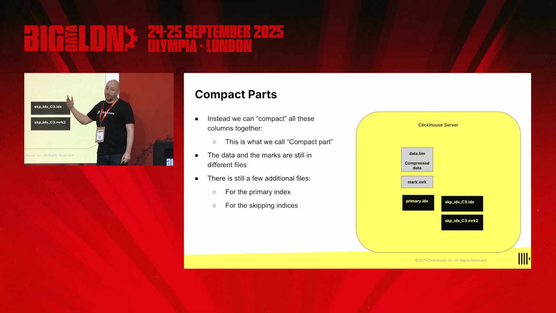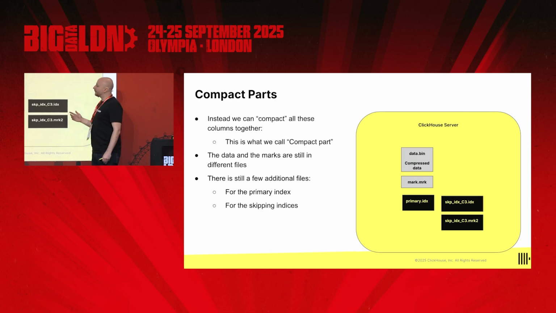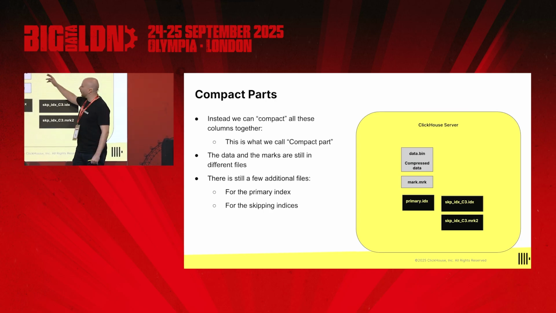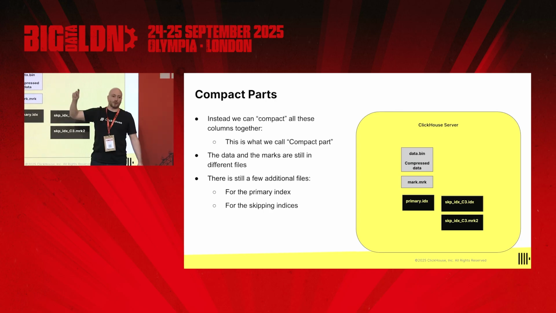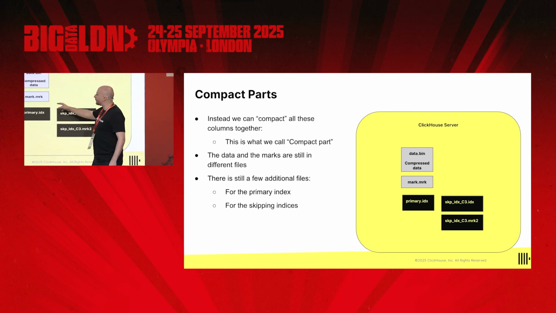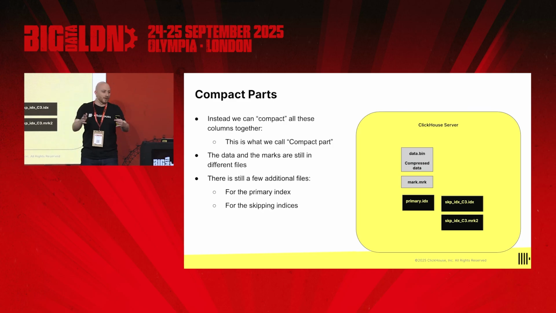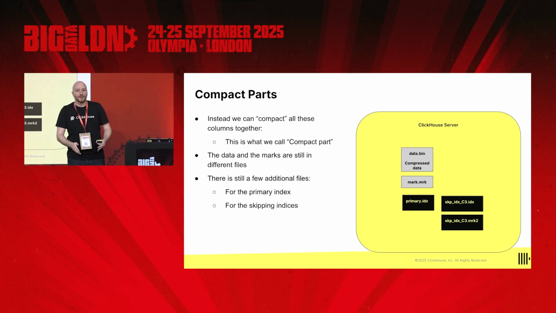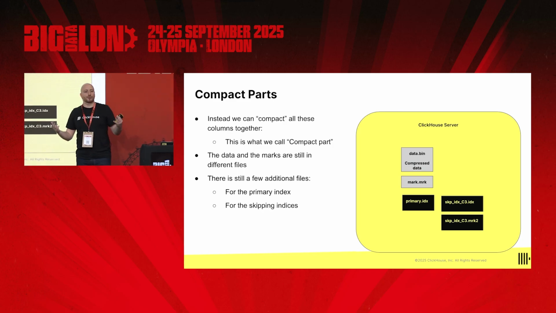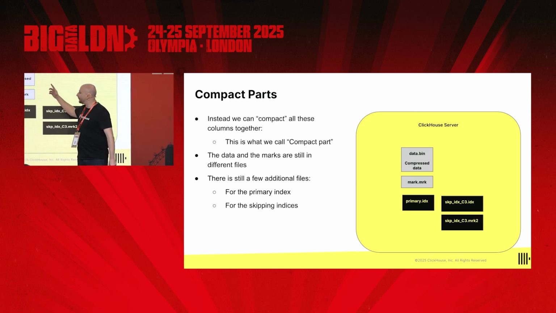So we thought about it, and then we decided to create a new file format. We created the compact part format. Basically, what the compact part format does is take multiple columns and compact them together into a single file. We do the same thing for our mark files: we take all of the mark files for all of our columns and compact them into a single file.